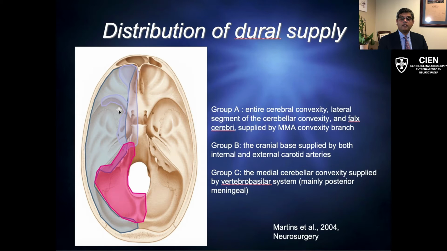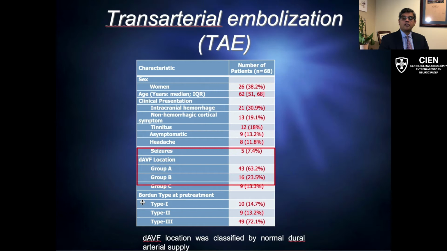And then we had the second group, which was the cranial base, which was supplied by both internal and external carotid arteries. And then we had group C, which was the medial cerebellar convexity, and which was predominantly supplied by the posterior meningeal artery. Now, if you look at the location, as I mentioned, it was primarily in group A, the cerebral convexity or the lateral cerebellar convexity, which formed two-thirds of these patients.